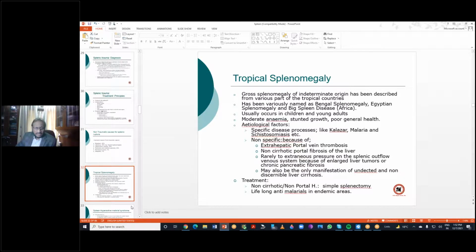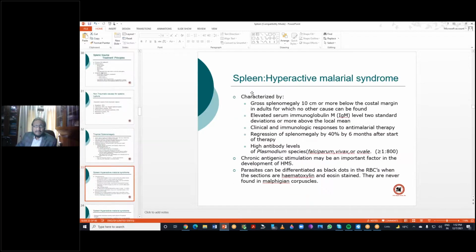Now comes the best part, and that is one variety of tropical splenomegaly has now been renamed as hyperactive malarial syndrome. That is a part of the tropical splenomegaly, and this is separate. Why?